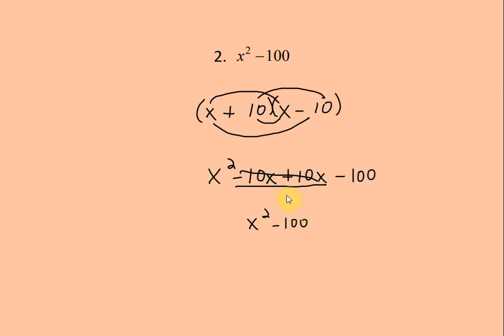So remember, that's how you can always check when you factor: check to see if it's right by multiplying your solution back together and seeing if you get what you started with. So my solution here is x plus 10 times x minus 10, or you can flip it and do x minus 10 times x plus 10.